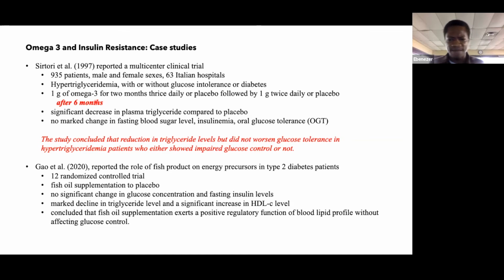What did this study mean? That means omega-3 was able to reduce triglyceride levels, whereas it did not contribute to another emergence of glucose intolerance. It did not worsen the condition. It did not lead to another end result, but rather is able to ameliorate the incidence of hypertriglyceridemia.